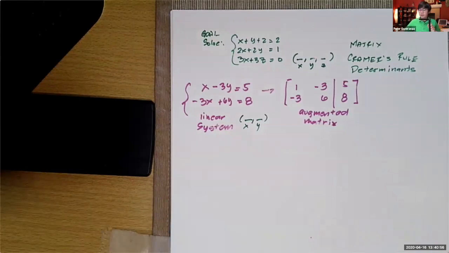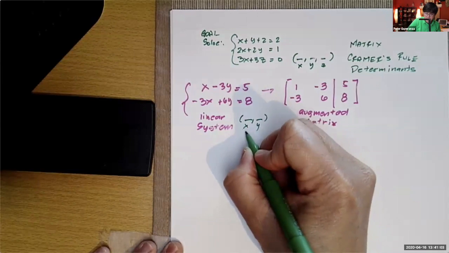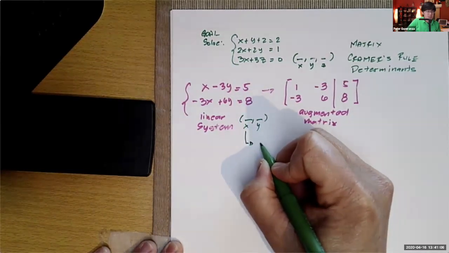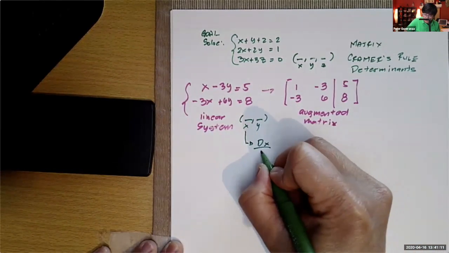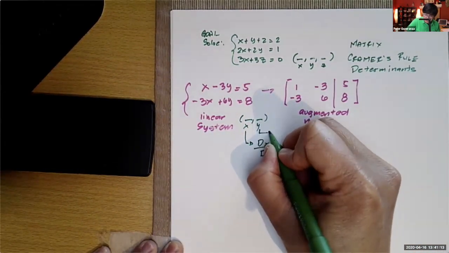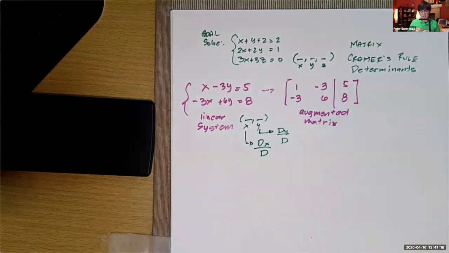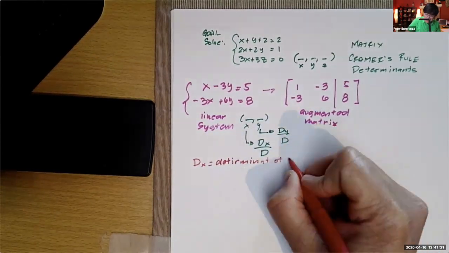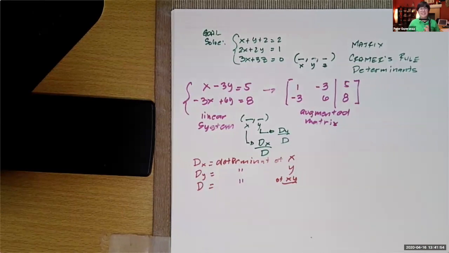Now, how are we going to use Cramer's rule to find the solution of this linear system? We have a formula. To find the value of x, it's dx all over d, and to find y, it's dy all over d. So we're going to be needing 3 determinants. Now, how are we going to find the determinants dx, dy, and d?